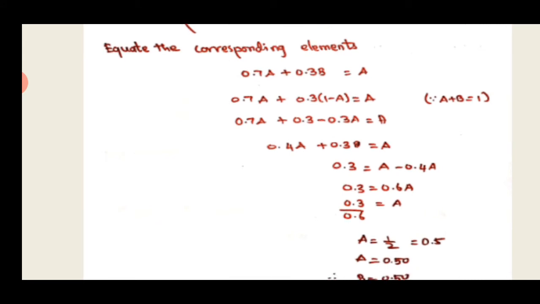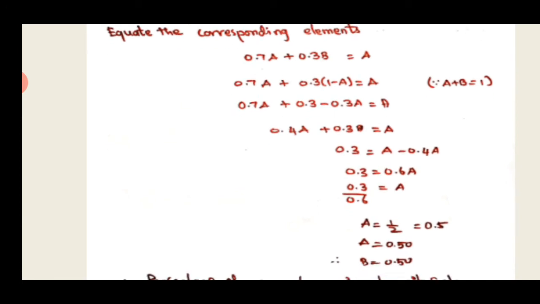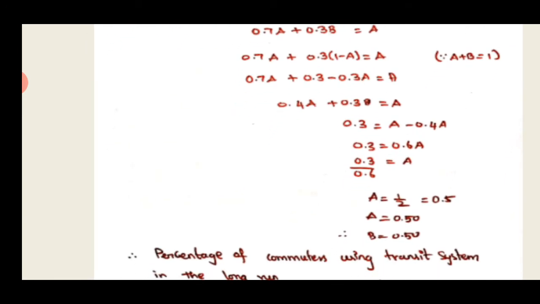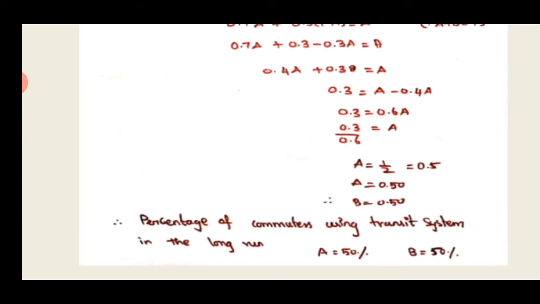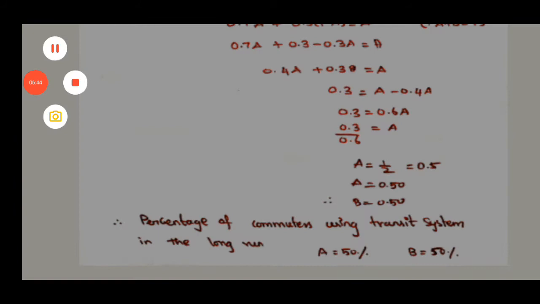Take this 0.4A to the other side. So A minus 0.4A equal to 0.3. A means 1A; 1A minus 0.4A means 0.6A. Take it to the denominator of 0.3, so we get A equal to 0.3 by 0.6, that is nothing but 1 by 2. That is 0.5, which means 0.50. If A is 0.50, B is also 0.50 because B equals 1 minus A. So the percentage of commuters using transit system in the long run is A equal to 0.50, that is 50 percentage, and B is also 0.50, that is also 50 percentage.